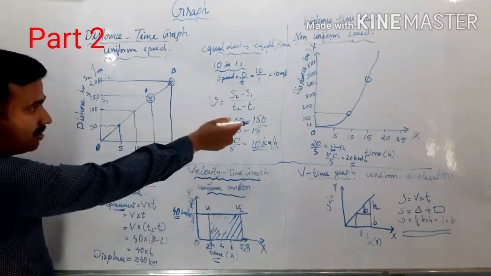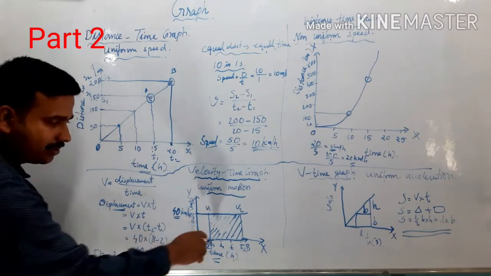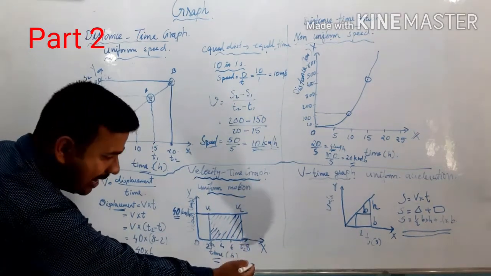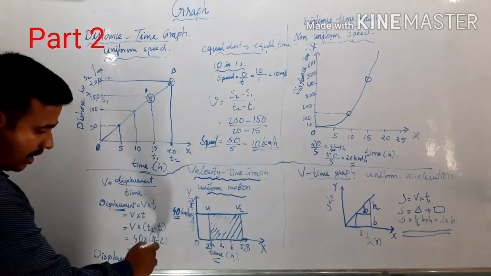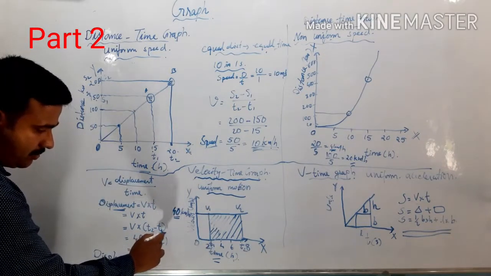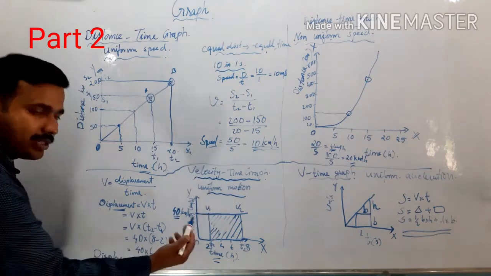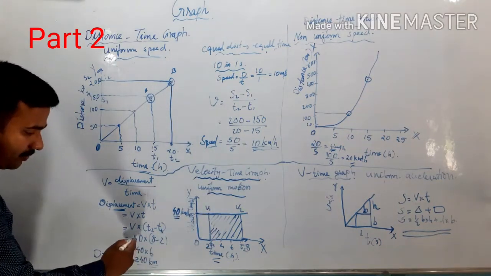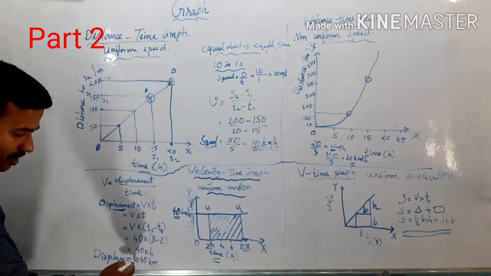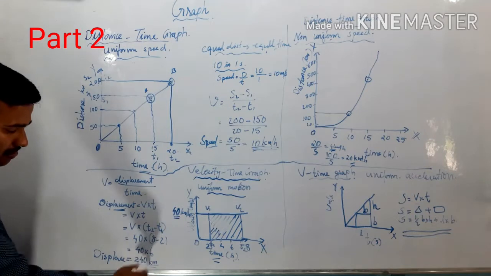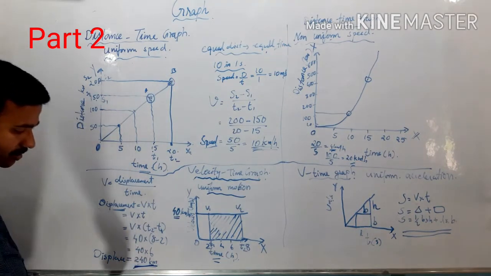As earlier, time we can calculate as T2 minus T1, final minus initial. T2 is 8 and T1 is 2 hours. After 2 hours we are considering. You can consider from the starting also. Then 40 into 8 minus 2, you will get 40 into 6. So 40 into 6, you will get 240 kilometers.